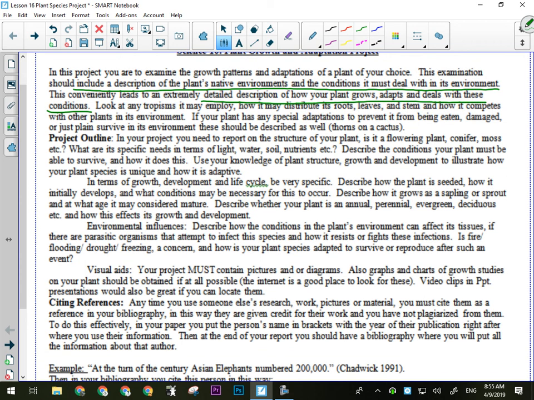In your project, you need to report on the structure of your plant, which we've talked about. Is it a flowering plant? Is it a conifer, which means it makes cones instead? Is it a moss? What are its specific needs in terms of light, water, soil, and nutrients? Describe the conditions your plant has to be able to survive. How does it do this? Use your knowledge of plant structure, growth, and development to illustrate how your plant species is unique and how it is adaptive.